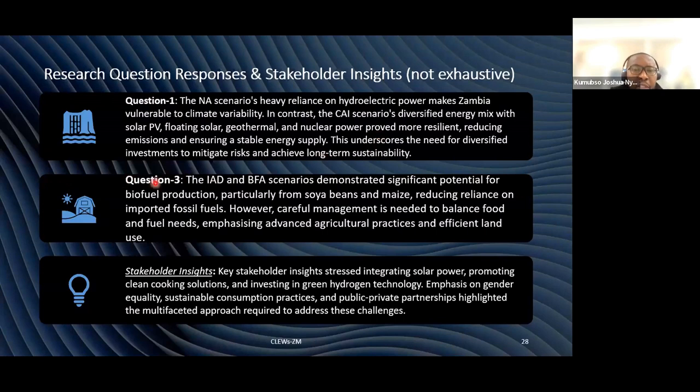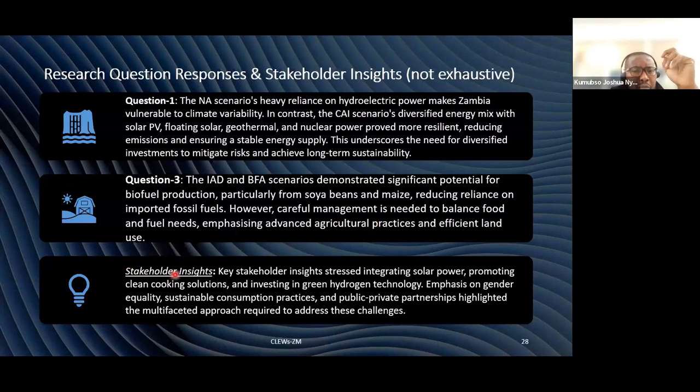Then the third research question: we've got the increased agriculture demand scenario and the biofuel adoption scenarios, which demonstrated significant potential for biofuel production, particularly if you're looking at soybeans and maize, reducing reliance on imported fossil fuels. However, it's key to note that careful management is needed to balance fuel needs and food security, which emphasizes the need for enhanced practices and efficient land management for agriculture purposes.